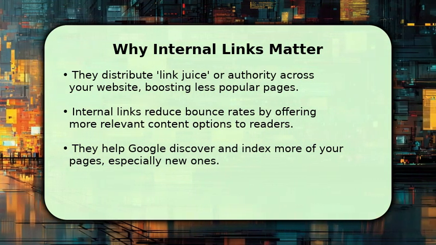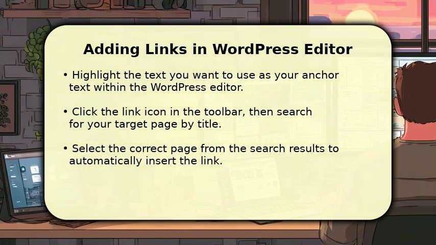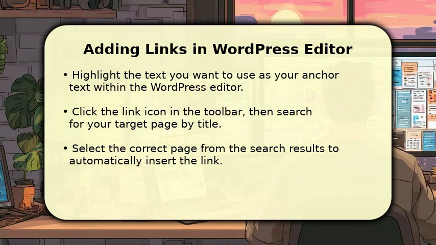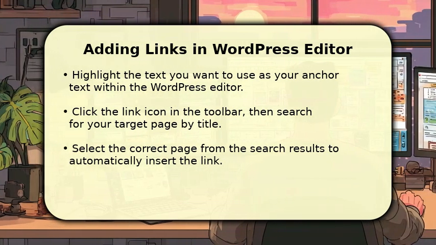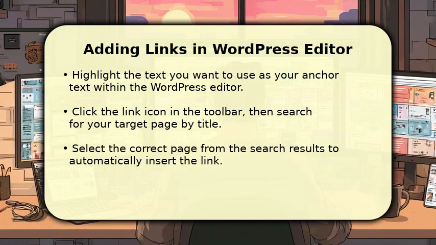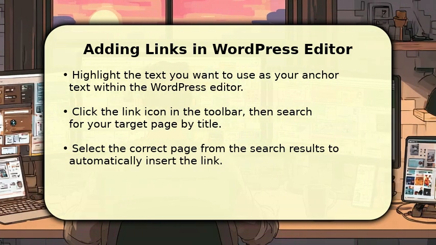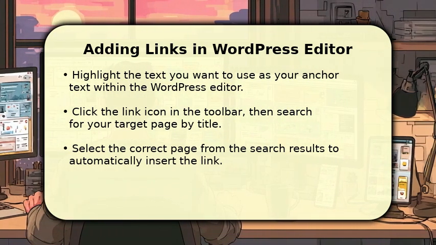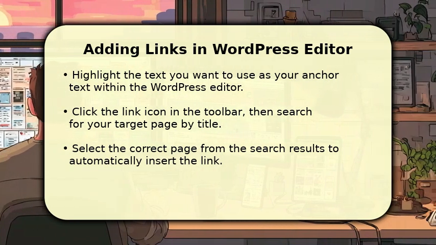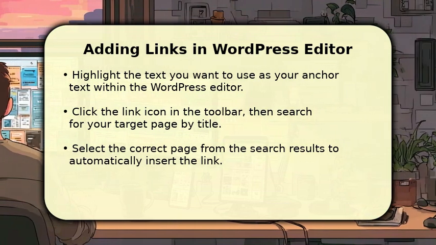Adding internal links in WordPress is remarkably straightforward using the block editor. Simply highlight the specific text you wish to use as your anchor text. Next, click on the small chain link icon located in the toolbar above your selected text. A search bar will then prompt you to type the title of the page or post you want a link to. Select the correct one from the suggestions, and WordPress will automatically insert the internal link, making your content seamlessly interconnected.